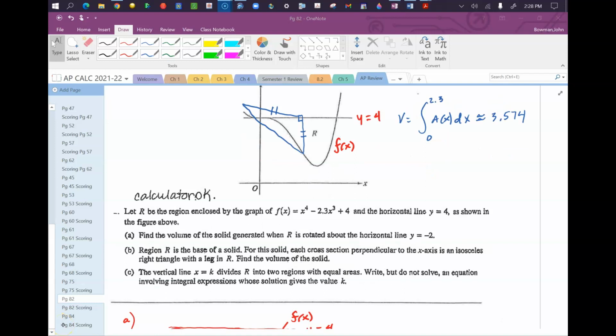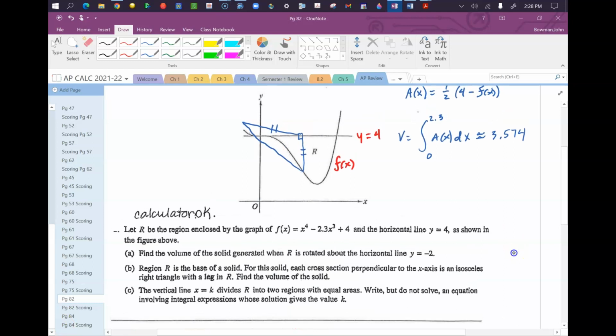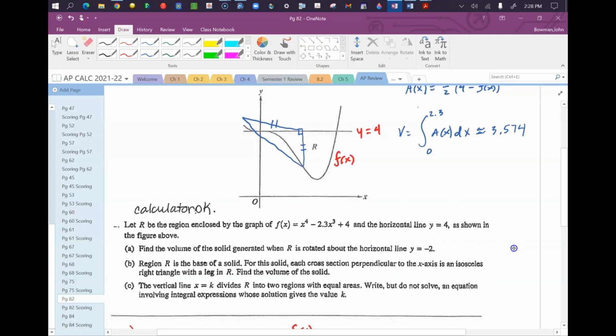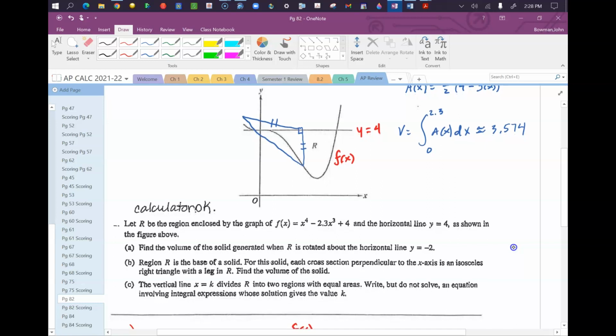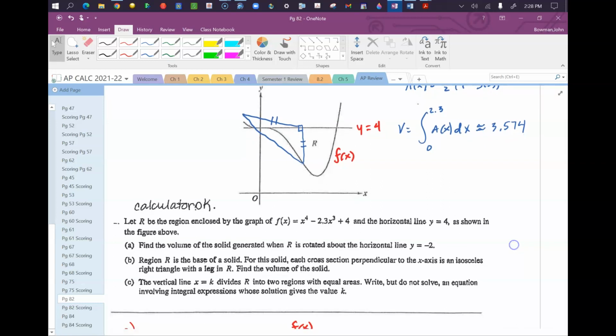And for the last part, we are going to have to find a vertical line x is equal to k that divides region R into two regions with equal areas. Write but do not solve an equation involving integral expressions whose solution gives the value of k. To illustrate that, I'm going to erase this triangle we have, and we're going to draw in a line where we think k might be. So k is about right there. X is equal to k, where we think the green area is equal to the blue area. So we need an integral equation for how to solve that.